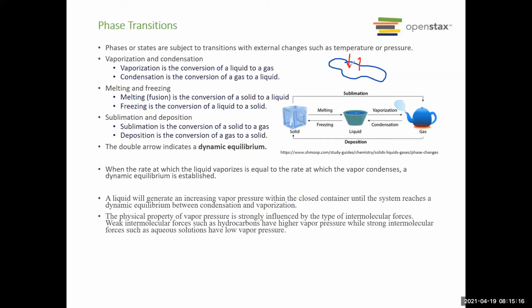Okay. So basically, when you have a closed system, your system is going to reach a level of equilibrium. I'm going to show you that here in a second.